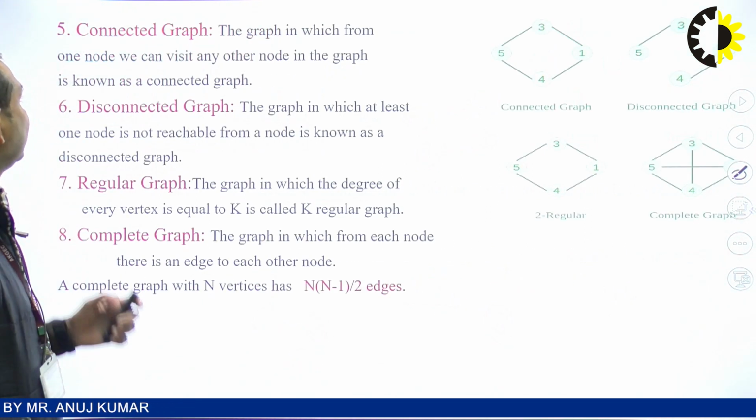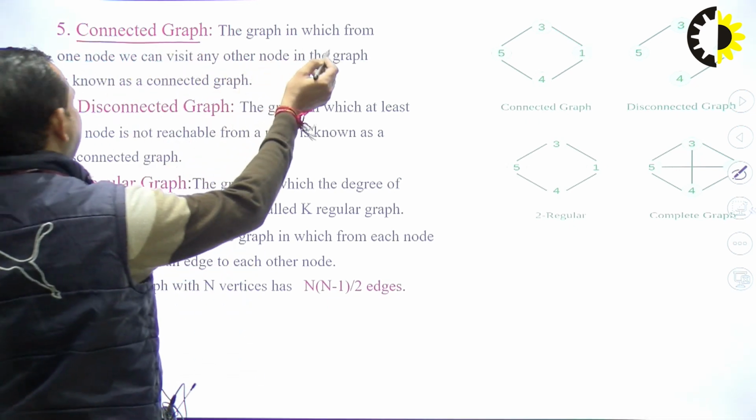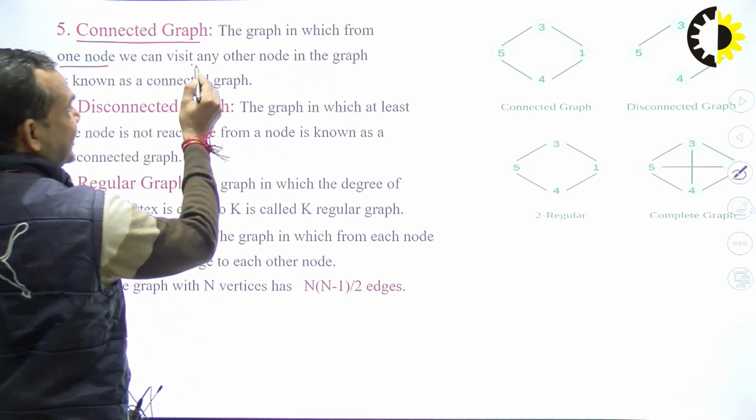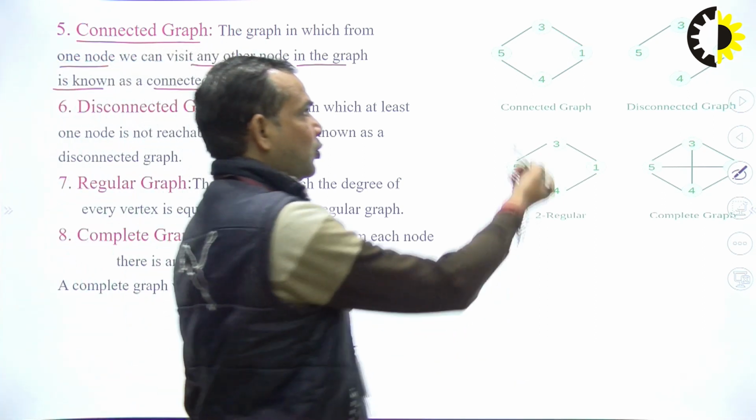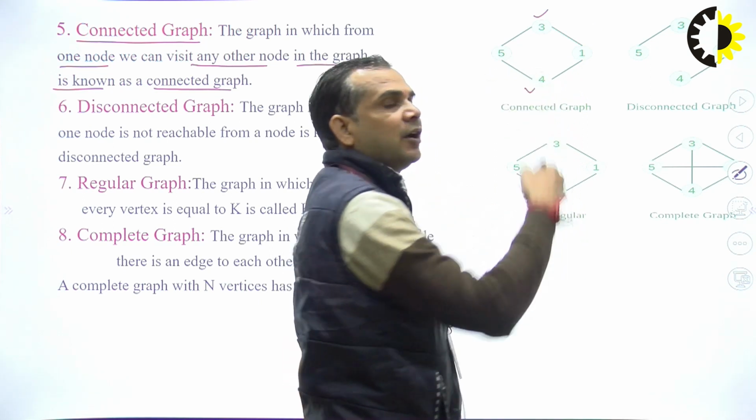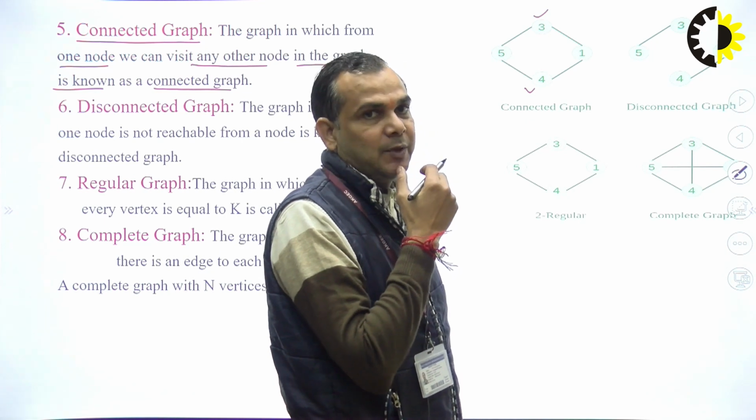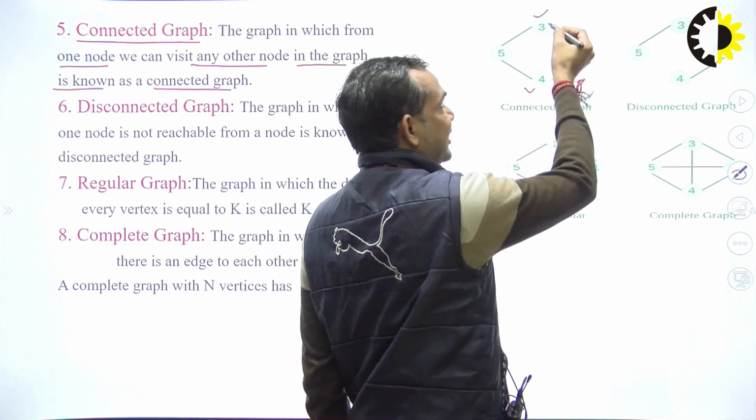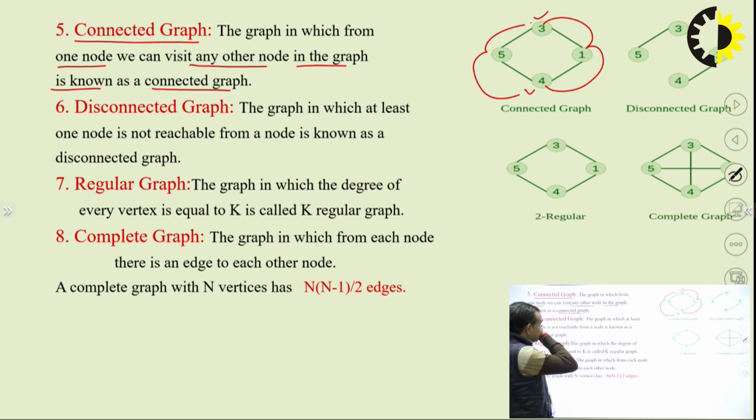Next one is the connected graph. A connected graph means the graph in which one node can be visited from another node is known as the connected graph. If I want to move from node 3 to node 4, and all these nodes are connected with each other, we can move between them. So this is known as the connected graph. Suppose we move from 3 to 5, 5 to 4, or from 3 to 1, or 1 to 4. When in a given graph the nodes are connected to each other, that is known as the connected graph.